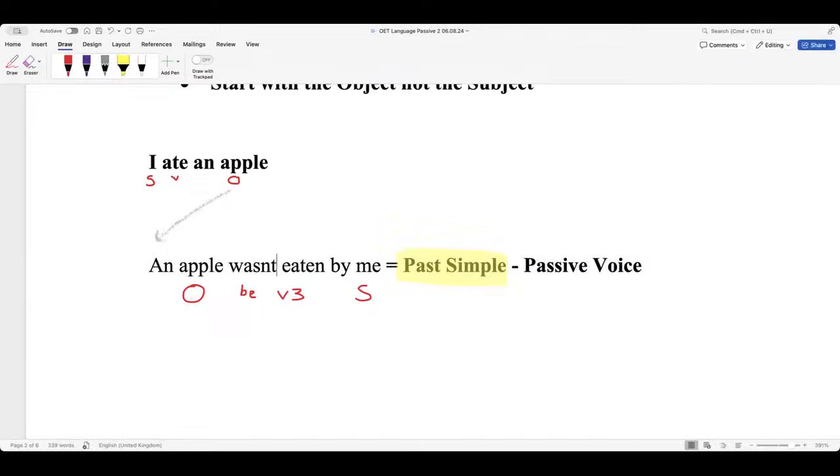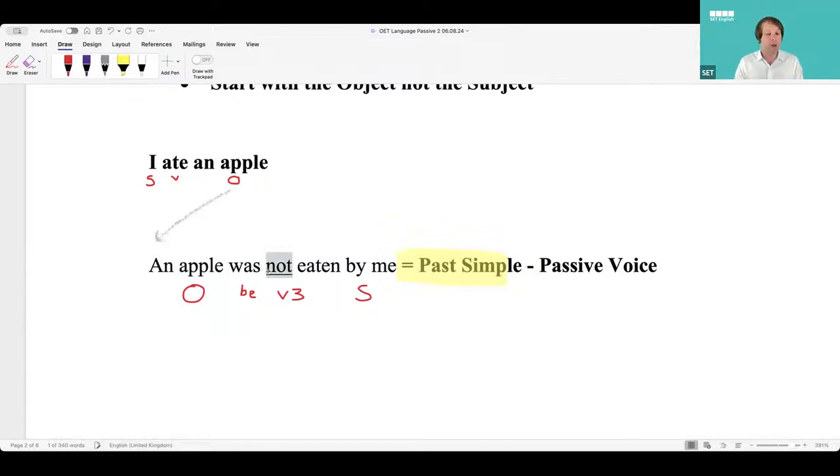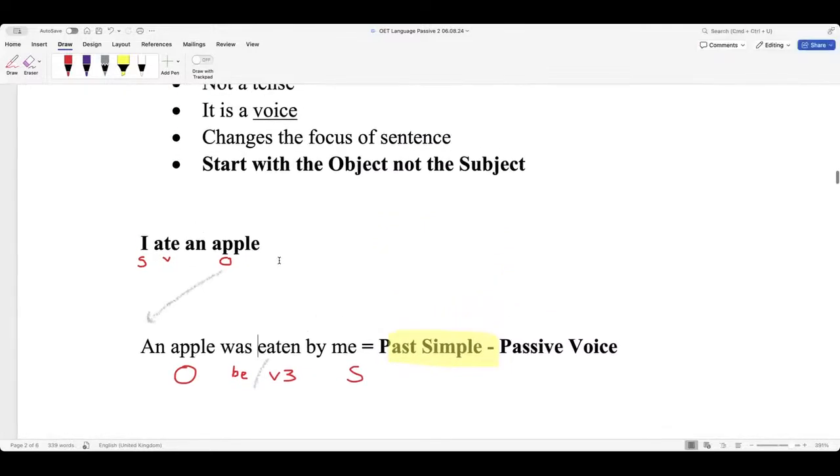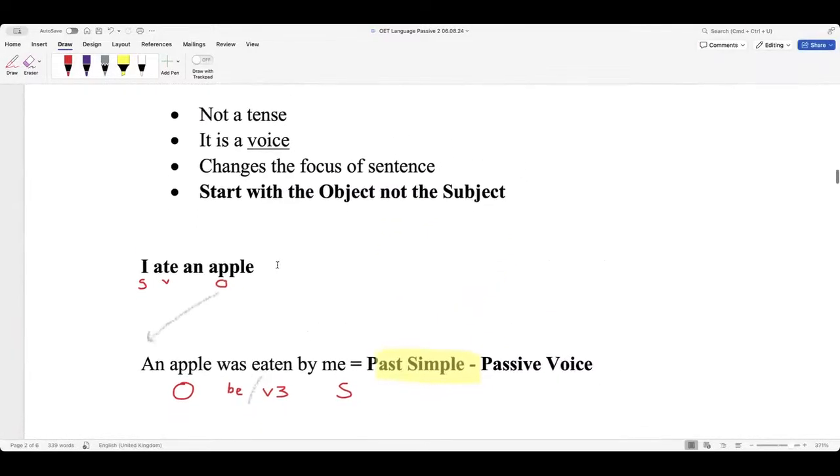Now, Priyanka, can I say this in OET writing? Wasn't? No. It's informal. Was not. So, guys, remember the negative is coming in the middle here. This is where the negative is. This is all we need today. So that's a quick review.